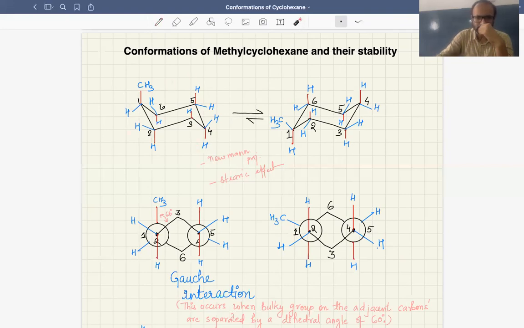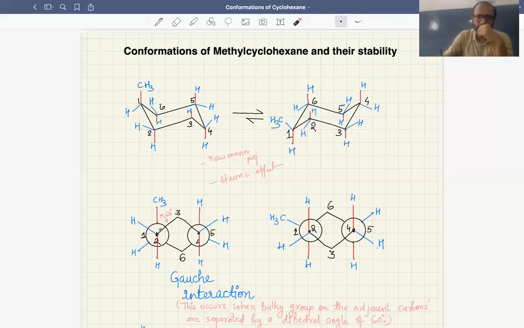So let us try to draw the Newman projection formula first for the conformation in which methyl group is in the axial position. Today we are going to draw the Newman projection across the 1,2 bond as well as across the 5,4 bond. So if we are looking from this particular side, we see that the second carbon and the fourth carbon are the front carbons, okay? And the first carbon and the fifth carbon, they are the backside carbons.